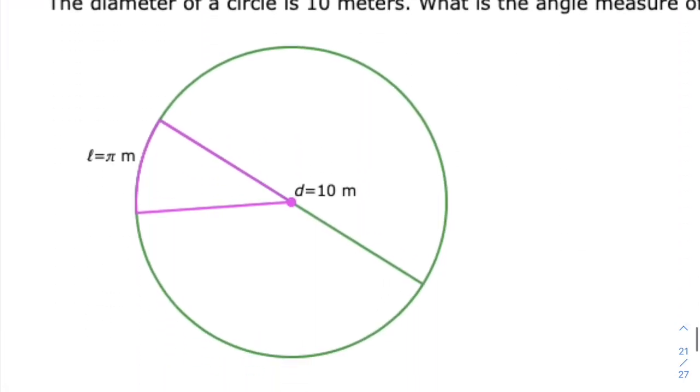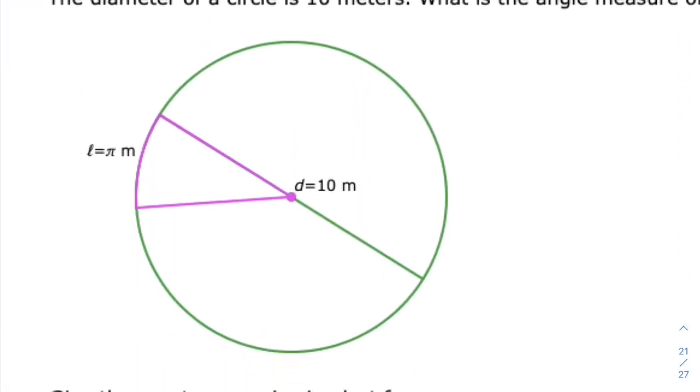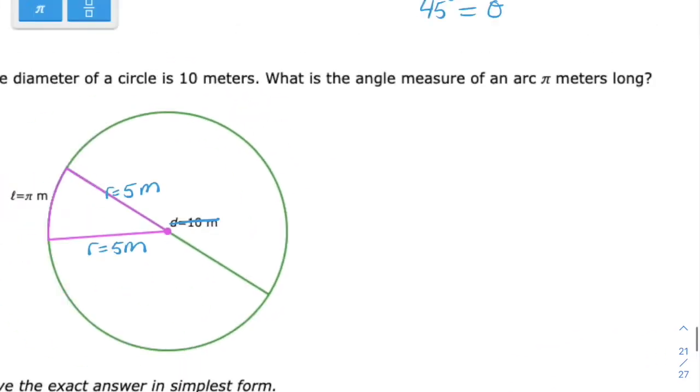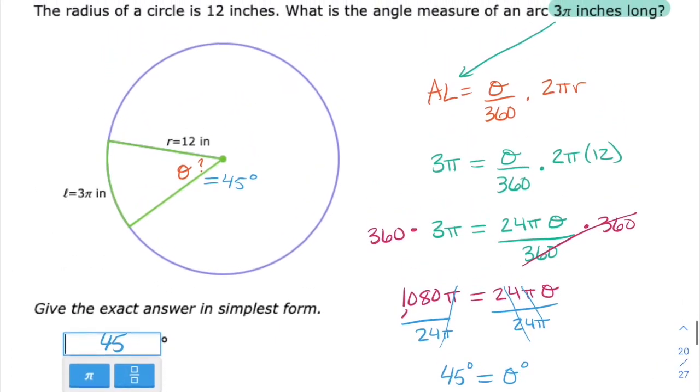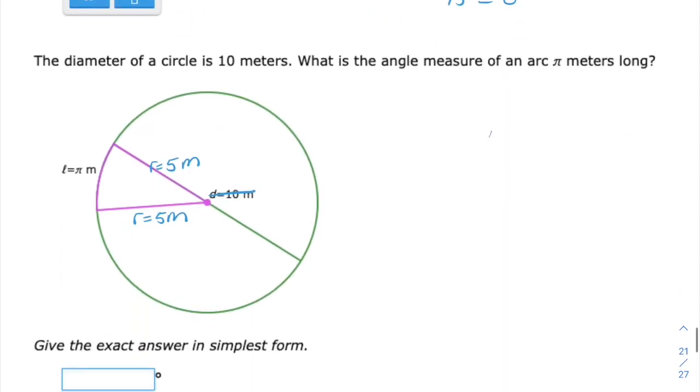Okay? The next problem, we have a diameter of 10. It's the same thing, but we're going to work backwards. But we've got to knock this out first and make it a radius of 5 meters. Okay, so we're going to work backwards. We're going to do the same thing we did here. So I'm going to just copy that over here.